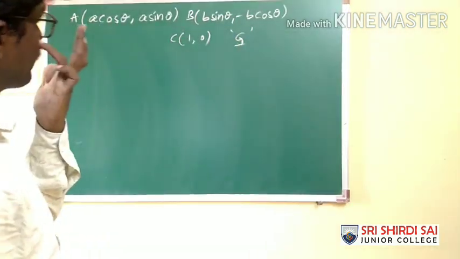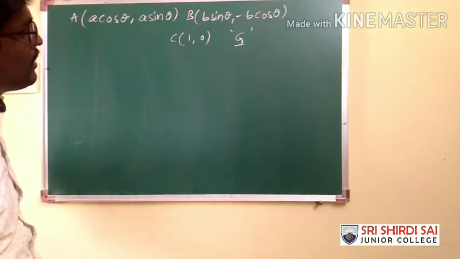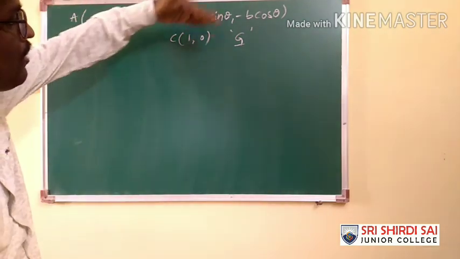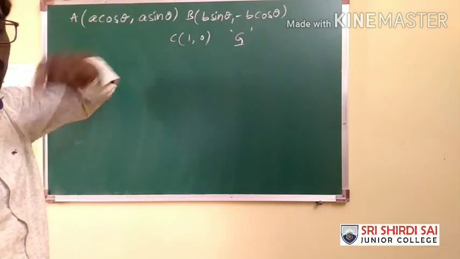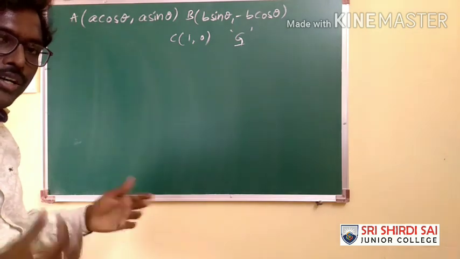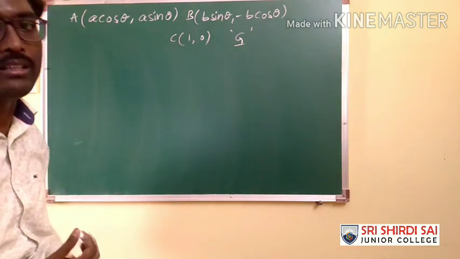Locus of the centroid of triangle ABC means here you are given the coordinates of the three vertices, something like this. Then what is the centroid locus? What is the centroid? The point of intersection of the medians. And for that we already have the standard formula we learned in the fundamentals.